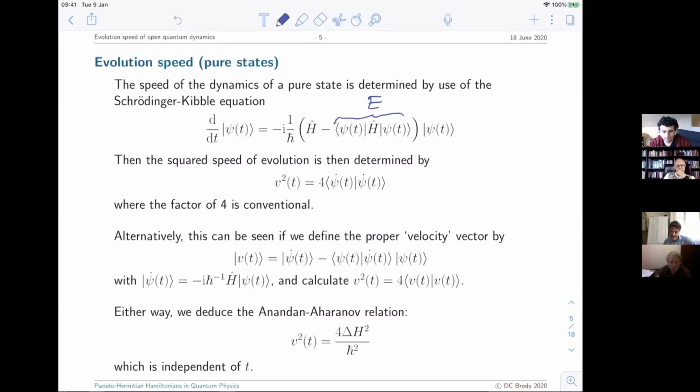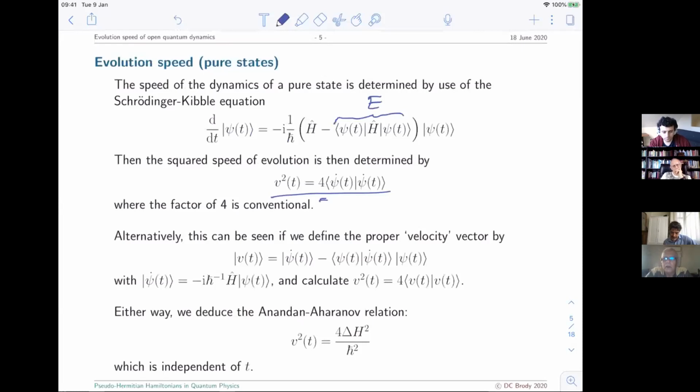Anyway, so we take this equation and then we compute the square, and that gives us the squared velocity. And the factor of 4 is conventional. There's a long story to this: 4 is the same 4 as the square of 1/2 in the uncertainty relation, and it's also the same as the square of the radius of the Bloch sphere for a spin 1/2 system in quantum mechanics. Anyway, so 4 is just a convention which appears in quantum mechanics.